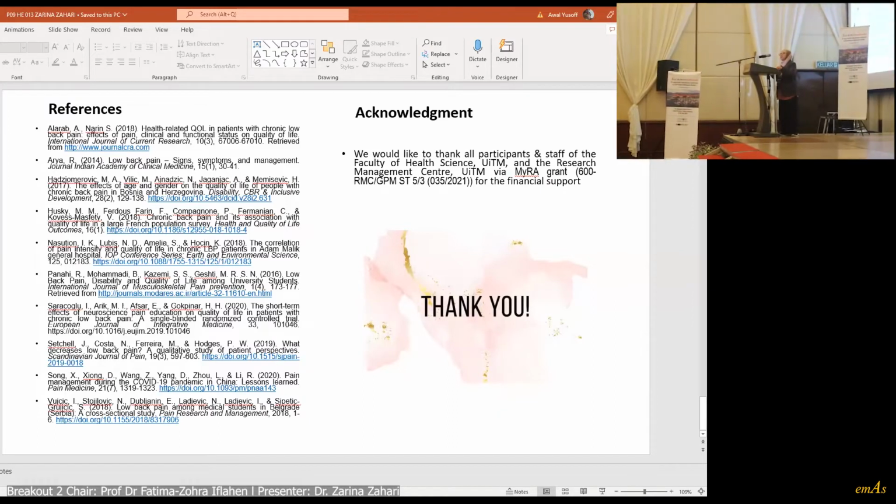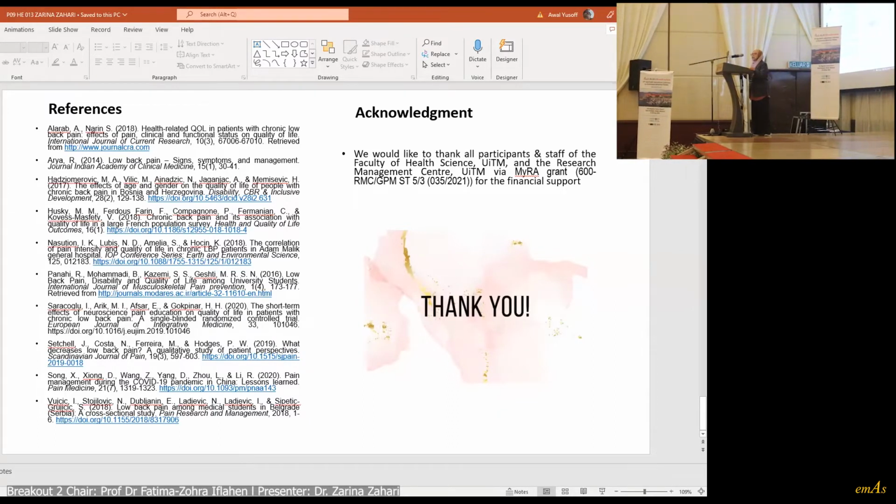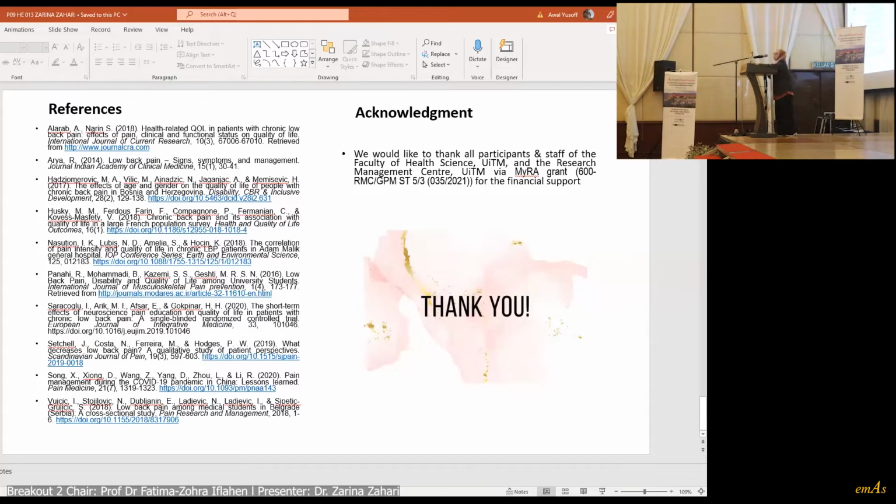Thank you very much, Prof, for the question. As we know, low back pain happens to everyone, and it depends on the scenario and on the age as well. So what can be done to prevent low back pain? It's very hard to say actually.